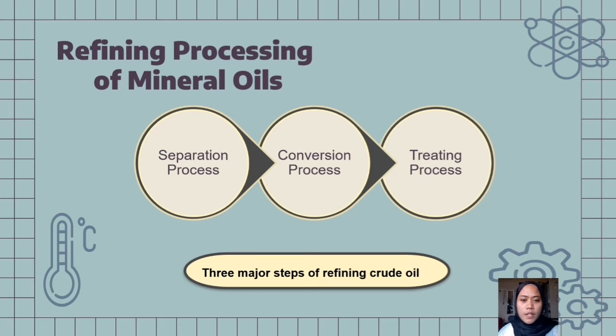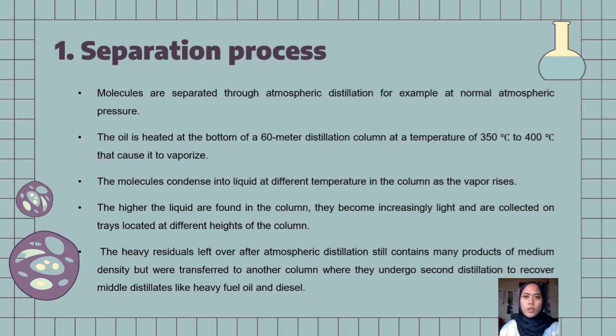In the refining process of crude oil, there are three major steps involved: separation, conversion, and treating. In the separation process, the molecules are separated through atmospheric distillation, at normal atmospheric pressure. During this process, which is also known as topping, the oil is heated at the bottom of a 60-meter distillation column at a temperature of 350 to 400 degrees Celsius, which causes it to vaporize.